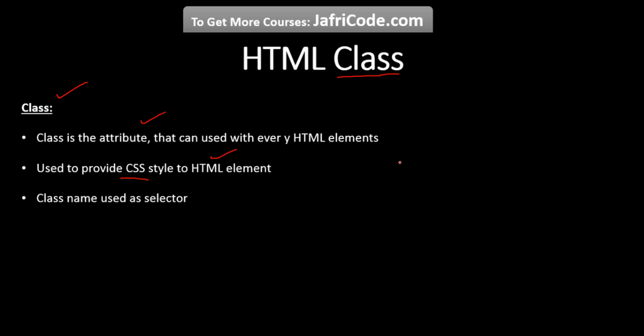When you give any class name, for example on an h1, you write a class and its value, for example h. So h will be the class value. This h will be used as a selector. You can use h here and apply different types of CSS style. This style will be applied on the h1.